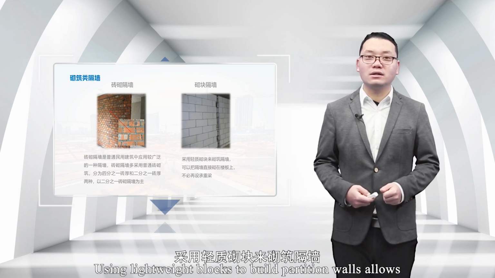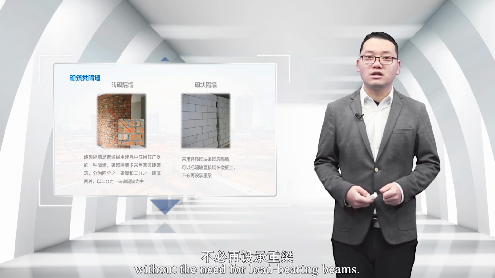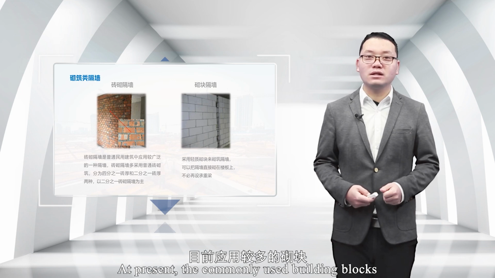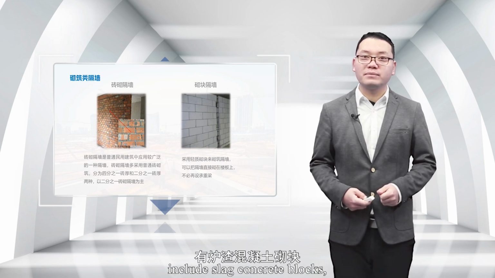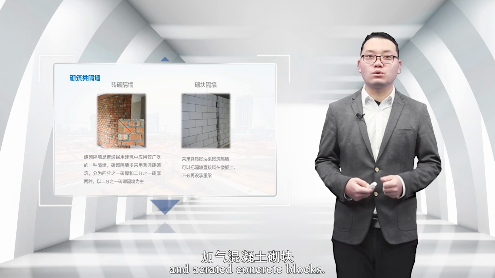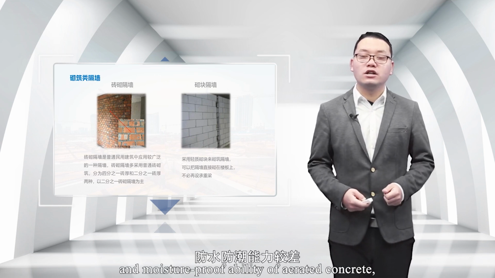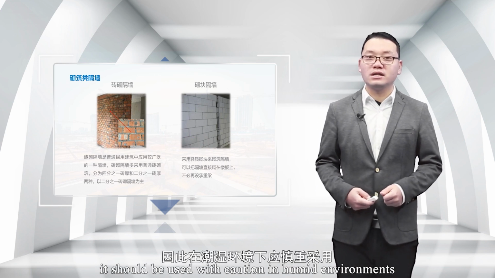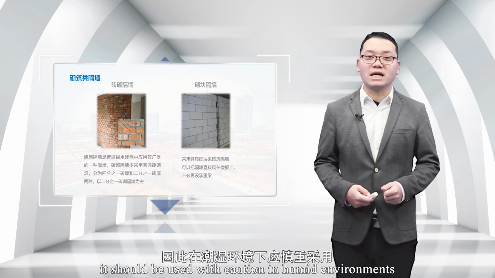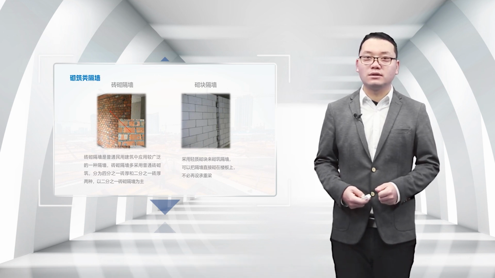Using lightweight blocks to build partition walls allows for direct placement on the floor slab, without the need for load-bearing beams. At present, the commonly used building blocks include slag concrete blocks, ceramic aggregate concrete blocks, and aerated concrete blocks. Due to the poor waterproof and moisture-proof ability of aerated concrete, it should be used with caution in humid environments, or treated with moisture-proof measures on the surface.